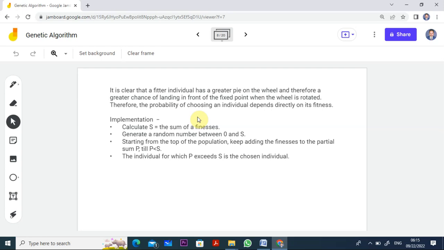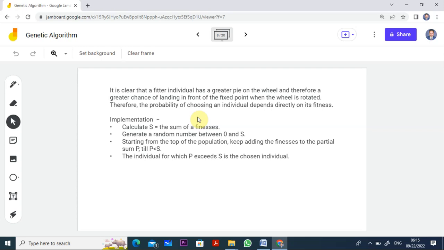P we have taken, starting from the top of the population. We keep on adding. First is 8, 8 plus 3 is equal to 11, 11 plus 2, like that. And where P exceeds the random number, the individual for which P exceeds it is the chosen individual. Are you getting it?